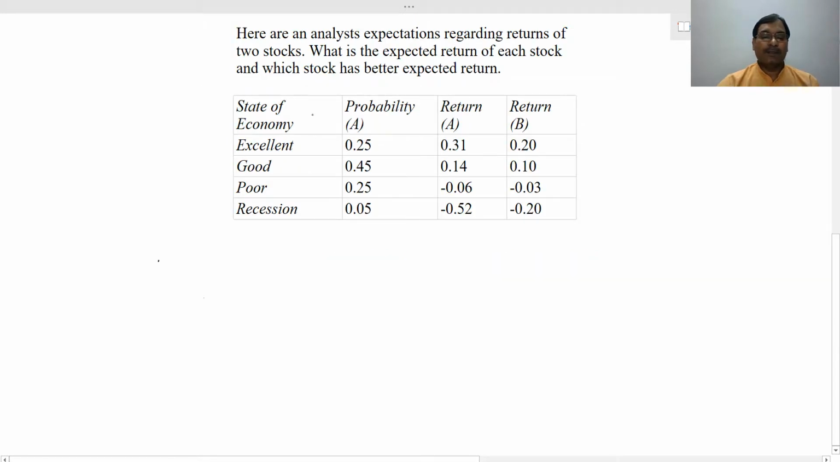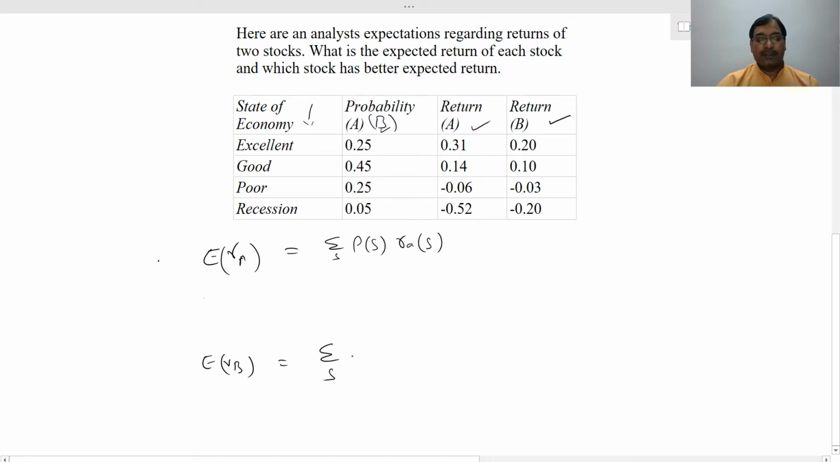Here is another example where the state of economy is given, the probability is given, and this probability applies for both A and B, and the return of A and return of B are given. So you need to calculate the expected return for both A and B. Now let us say the expected return of A and then the expected return on B. So our formula is the summation over S of the probability of the scenario times the return on A in that scenario. Then same here, this equals the summation over S of the probability of the scenario times the return on B in that scenario.